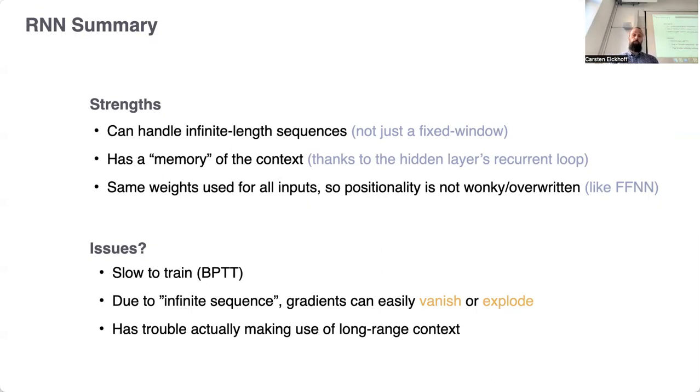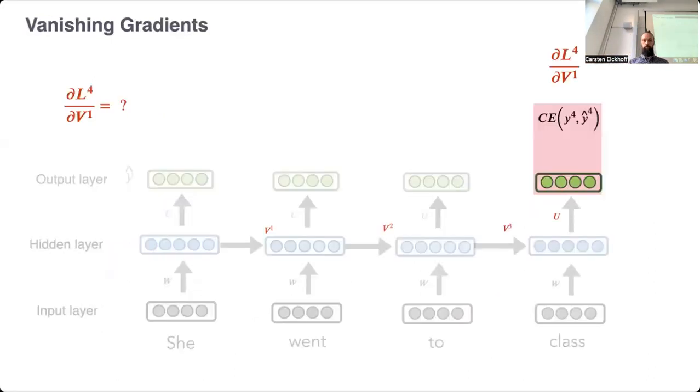And we have the same weights. So this is great. We can efficiently update these things. But they might be slow. We have this problem of the infinite sequence. And as a consequence of that, it's really hard to use context, and especially long range context, and we'll see that in a moment.